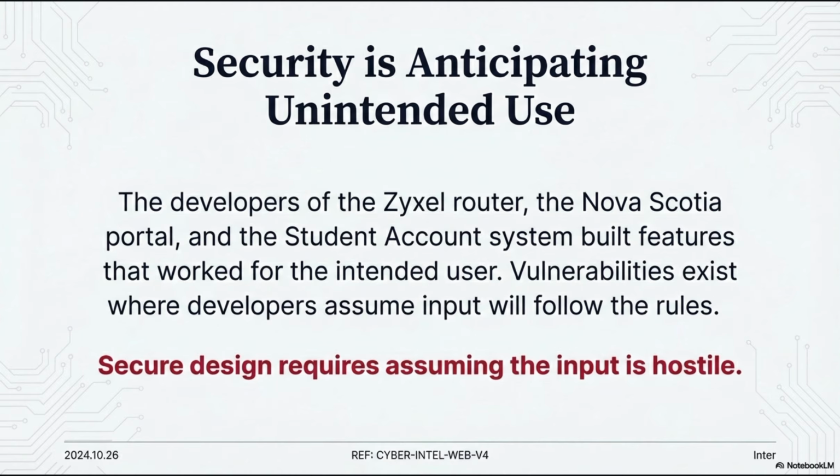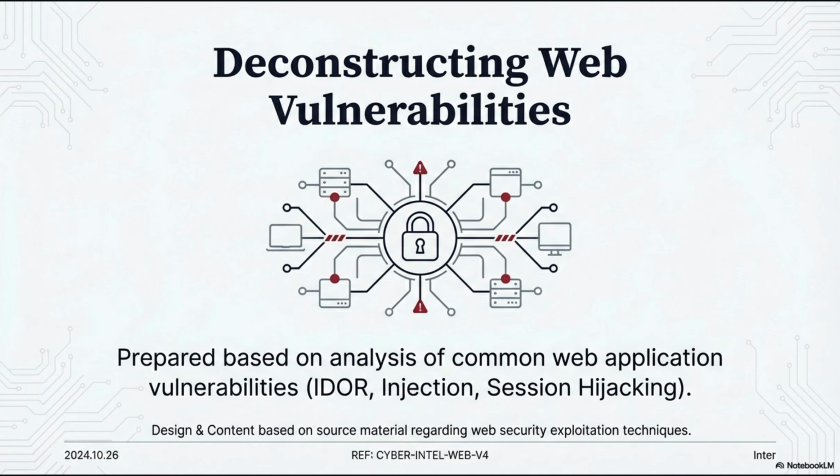Security is anticipating unintended use. The developers of the Zyxel router, the Nova Scotia portal, and the student account system built features that worked for the intended user. Vulnerabilities exist where developers assume input will follow the rules, but secure design requires assuming the input is hostile. Think like an adversary. You're going to want to deconstruct and prepare based on the analysis of common web application vulnerabilities, so IDOR, injection, session hijacking.